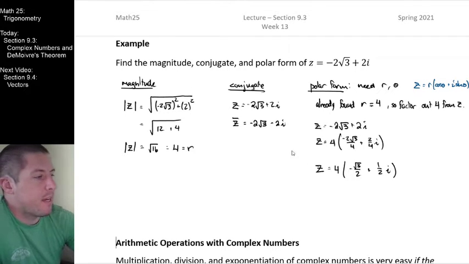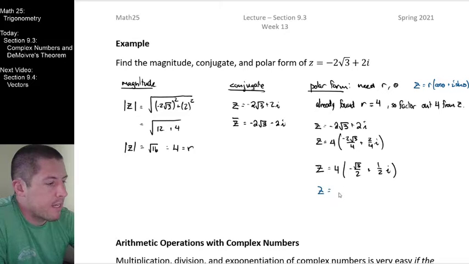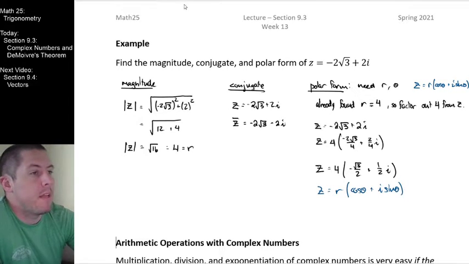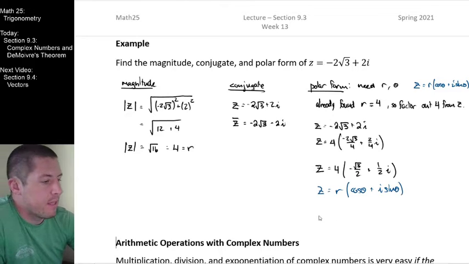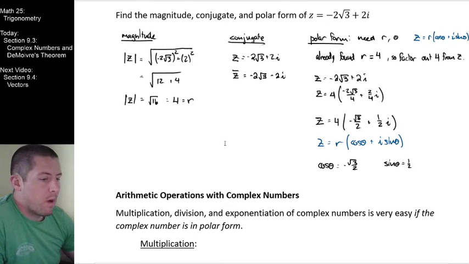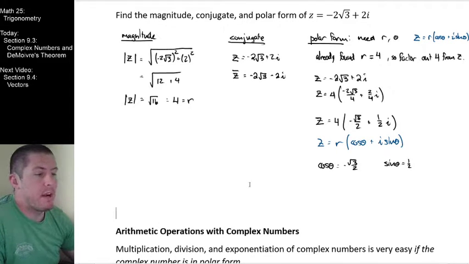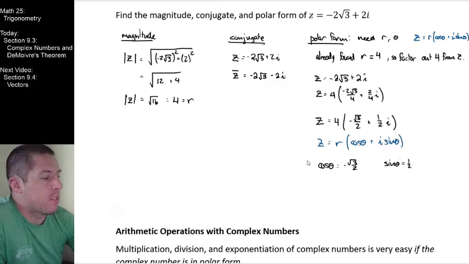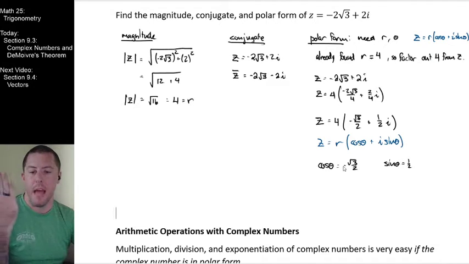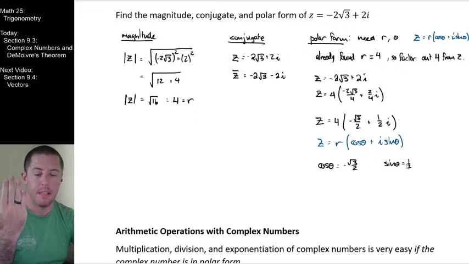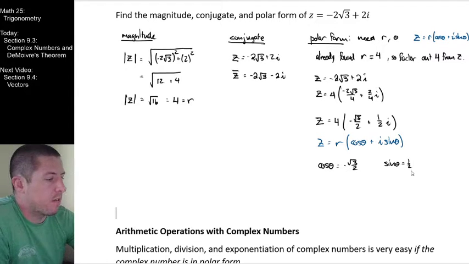And what I'm seeing here is that we're trying to make this look like z equals r times cosine theta plus i sine theta. Well, it seems to me like in that case it must be the case that our cosine of theta is negative root 3 over 2, and that our sine of theta is going to be 1/2. So my question to you is, what angle is going to give us those properties? Well, I can see here that with the cosine being negative, that means we're on the left half of the unit circle. With sine being positive, we are on the top half of the unit circle.